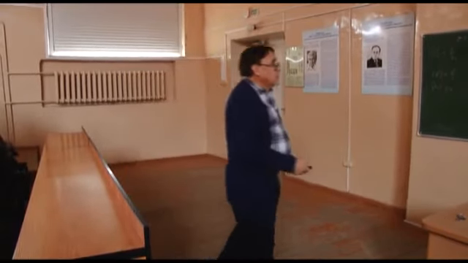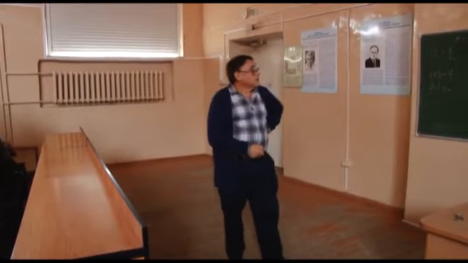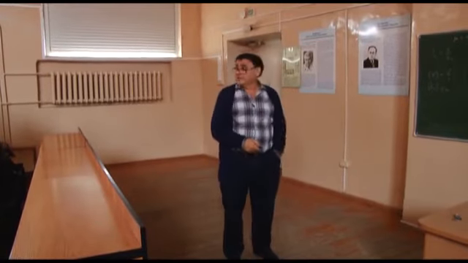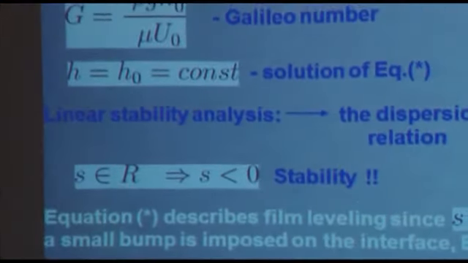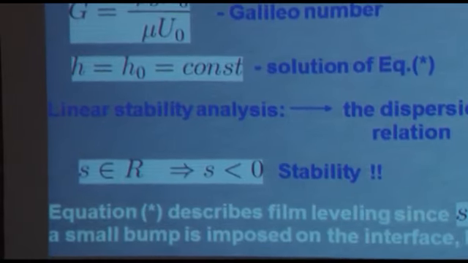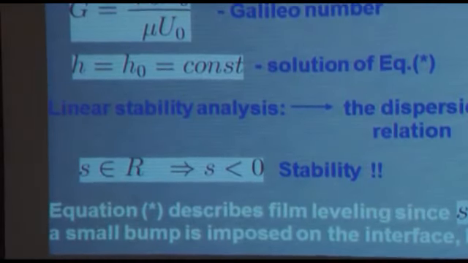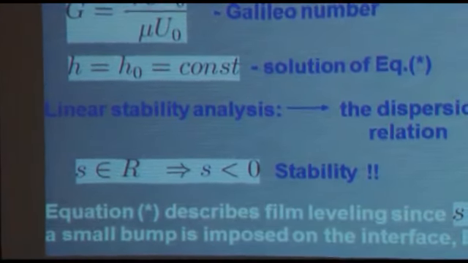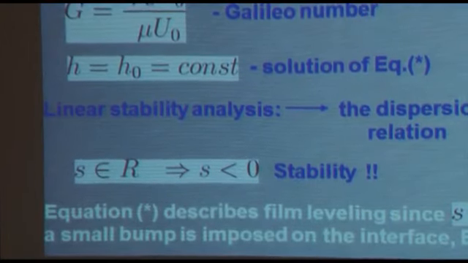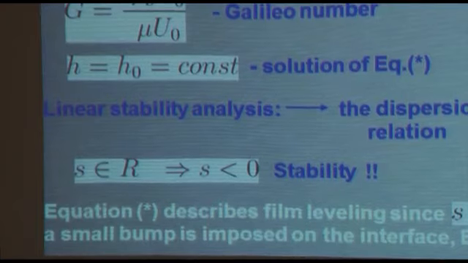Okay, good. Here I wrote S. S is real and negative, so it means stability. And of course, it's just film leveling. You put a pile on it, you brought water here, it decays. Gravity drives it back, surface tension reduces the surface area. And that's the end of the story. I don't need to press on there.